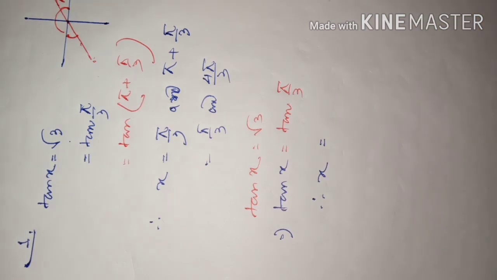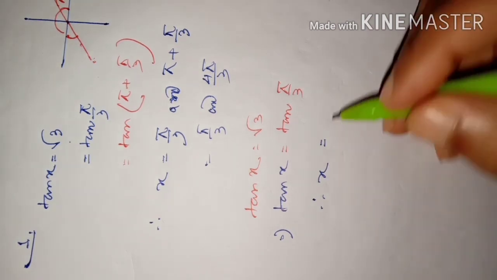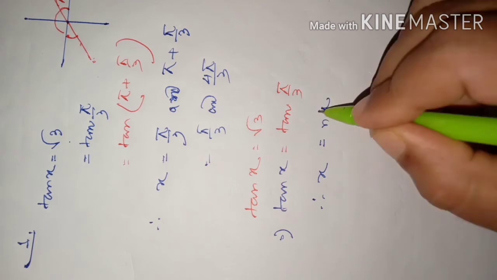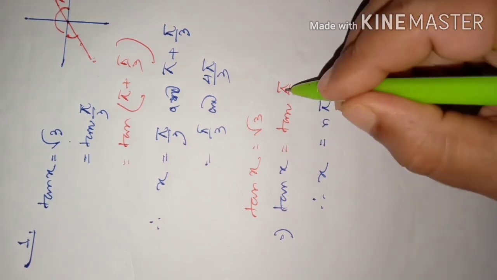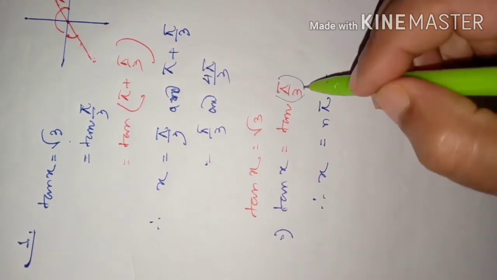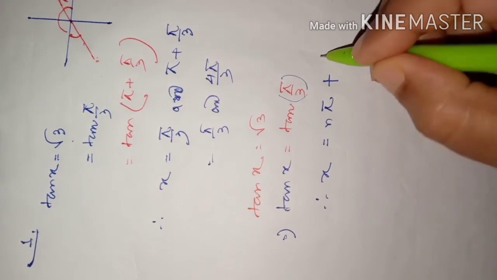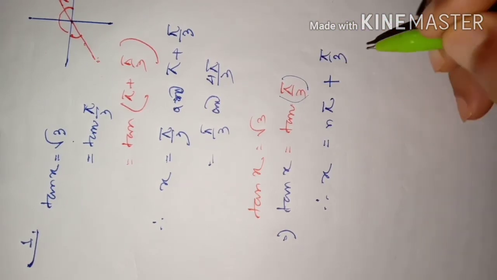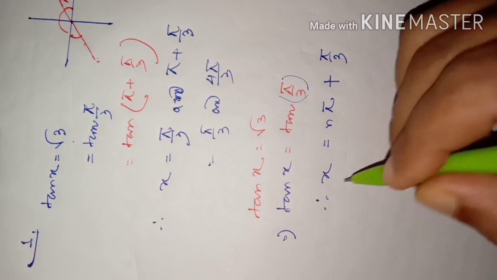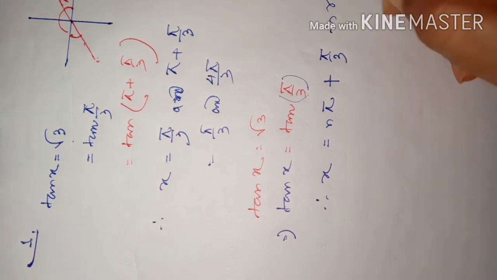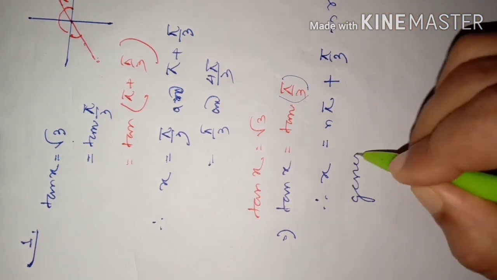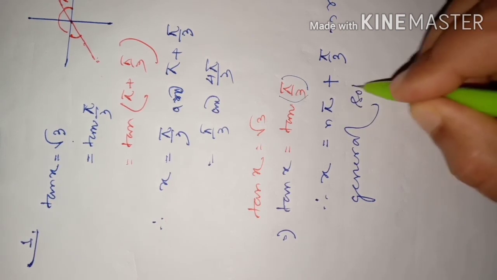Therefore, x equal to, just now what we wrote? That it is n pi plus y. So n pi plus y. This is our y. In our thinking, this will be y. So n pi plus y means n pi plus pi by 3. This will be our answer. Okay, dear students, this is the general solution.